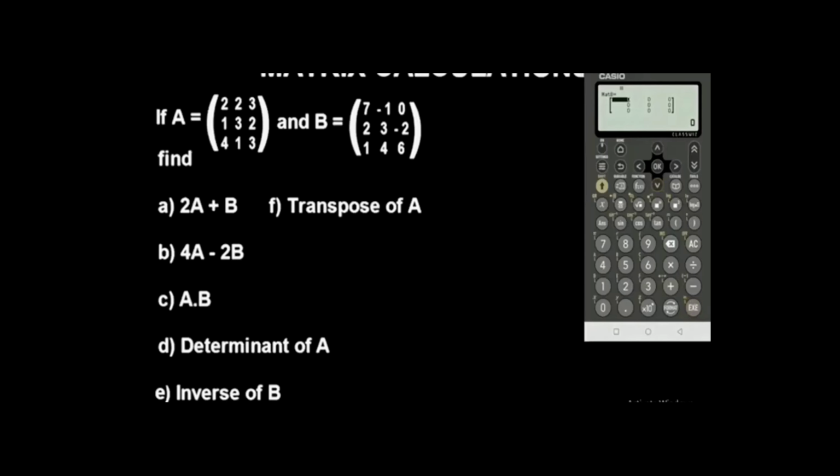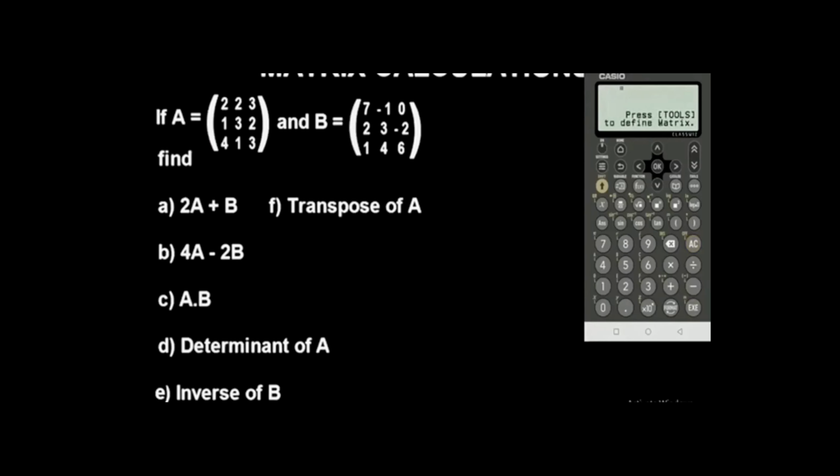Yeah, let's input the values. We have 7, we have -1, we have 0, we have 2, we have 3, we have -2, and we have 1, we have 4, we have 6. So that's it, guys. Now let's go away. These values are also stored, right? So let's go away from here and begin to find what we're asked to find.